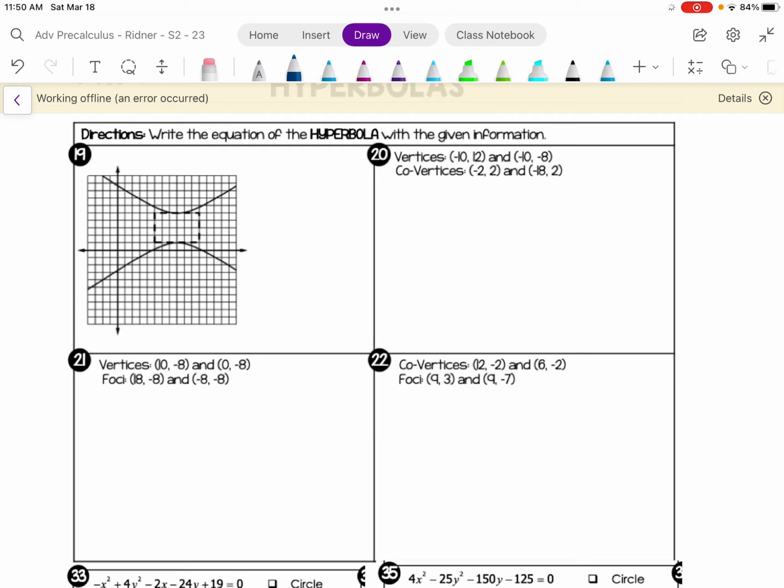If I am given a graph, life is easy. There's the center. So center is (8, 3). And then I count how far up and down to the vertices. Since it is opening up and down, I know y is going to come first, and then x, and it's going to be equal to 1. My center, remember this is (h, k), so minus 3 and then minus 8.